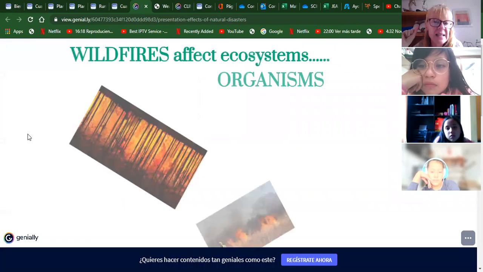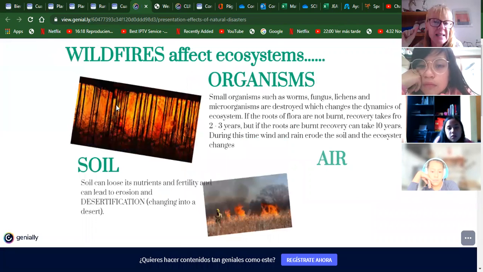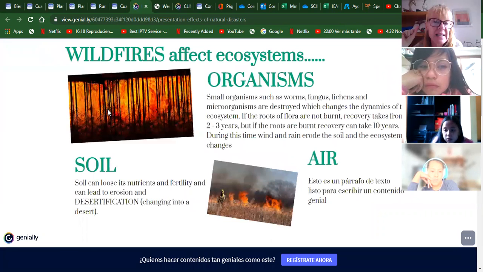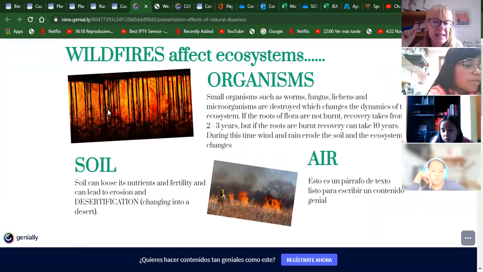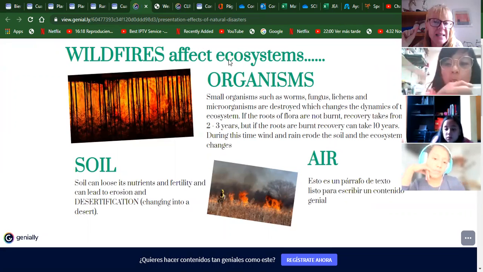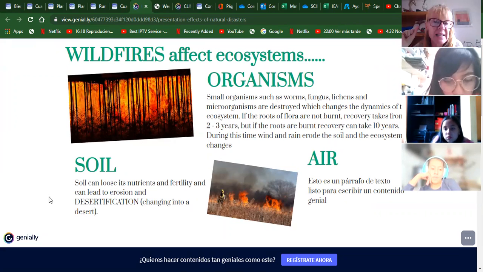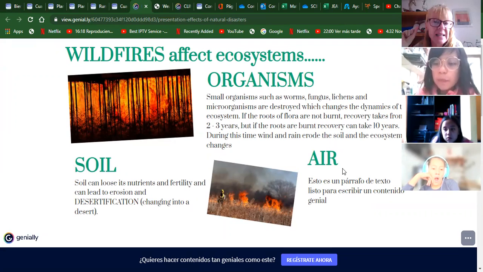¿Qué más? Wildfires. Wildfires here are natural forest fires. Well, not natural, también man-made, right? They can affect the ecosystems. How? Well, they can affect organisms, animals. They can affect the soil, and they can affect the air. How? Okay, so there's a big fire.